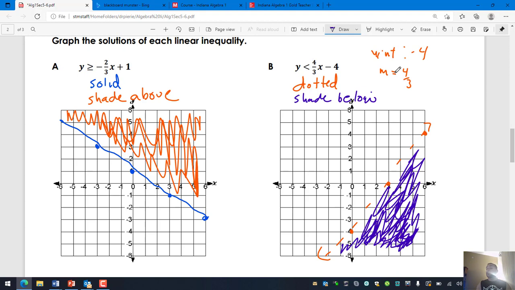Okay? This is basically the exact same thing as graphing things in slope-intercept form, but there's two extra things you have to account for. The line texture and where is the shade at.